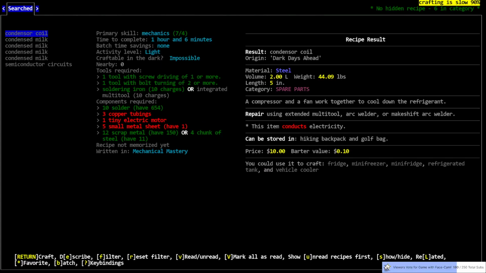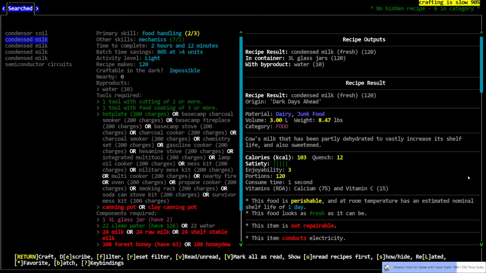So for the condensed milk, for example, that I was looking at earlier, each condensed milk unit that I eat is going to be 100 calories, maximum satiety, so it's got a really good calorie density value. And there's 120 portions in a single crafting of this recipe. So I'm going to get 120 units that I can drink at 103 each. So 120 times 103 is going to be the total amount of calories that I'll be able to get out of this recipe when I craft it. And it's going to require 24 milk, 108 forest honey, and so on.